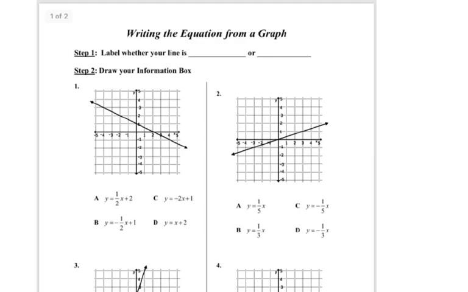Okay. So now in your practice problems, it says, label whether your line is positive or negative. That'll make sense in just a second. Then we are going to draw our information box. So in number 1, this line, when we read it from left to right, it is falling. So this is a negative line.